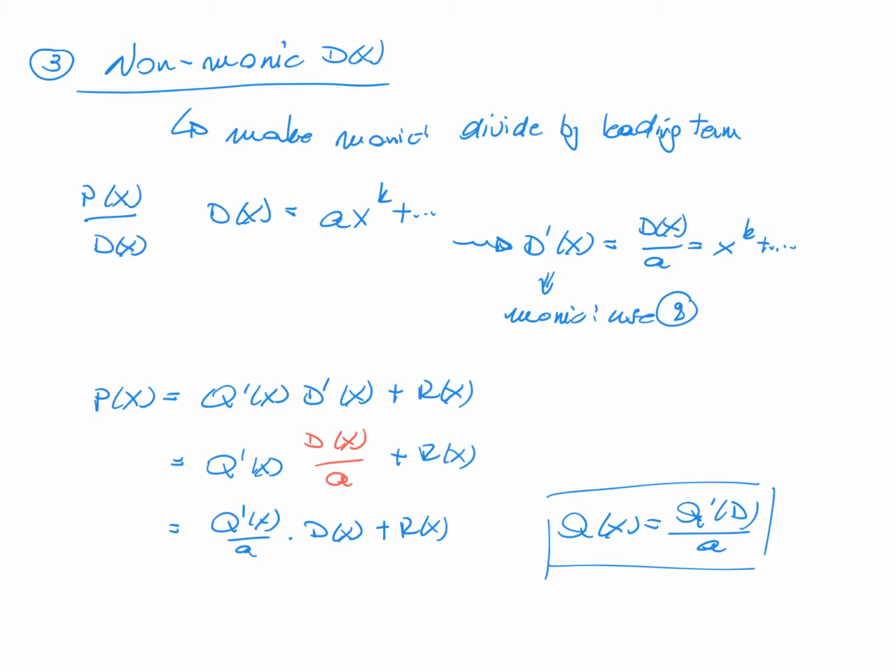So what we see is the remainder by division of d prime or d is the same. So r of x does not change if it is a non-monic divisor. What does change is the quotient. So the quotient of division by d of x is the quotient of division by d prime of x divided by the leading term a.